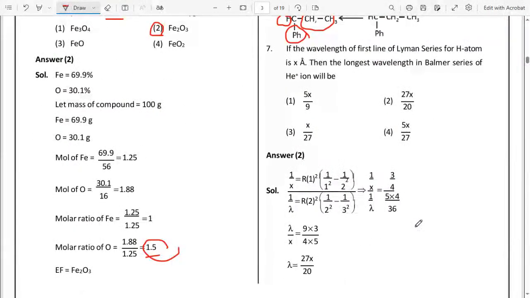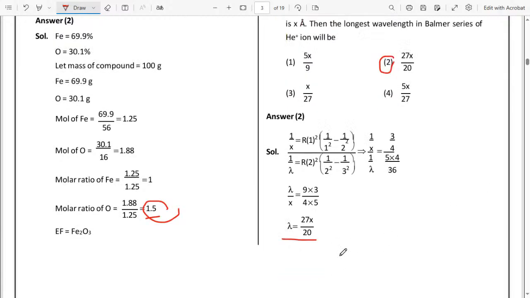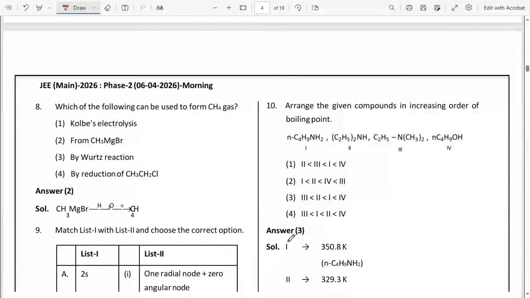Next, question number 7. If the wavelength of the first line of the Lyman series for a hydrogen atom is x angstroms, then the longest wavelength in the Balmer series of a helium plus ion will be option 2, 27x by 20. That is the correct option, students. You will get lambda equal to 27x by 20.